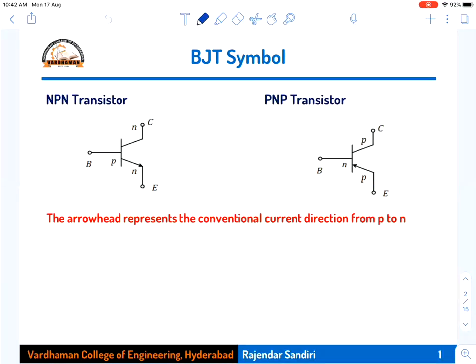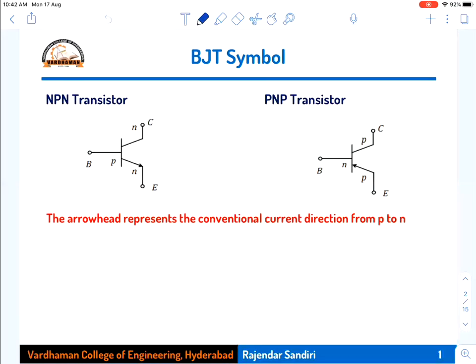Okay, so there are two types of BJTs, the NPN transistor and the PNP transistor, and the symbols of these two transistors are represented like this. These two transistors have three terminals: base, emitter, and collector, and you know the structure of them. If the emitter and collector are N type, then the base is P type, or if the emitter and collector are P type, then the base is N type.